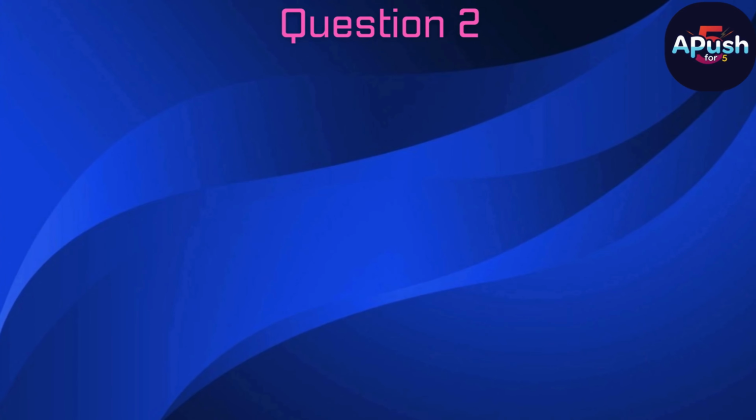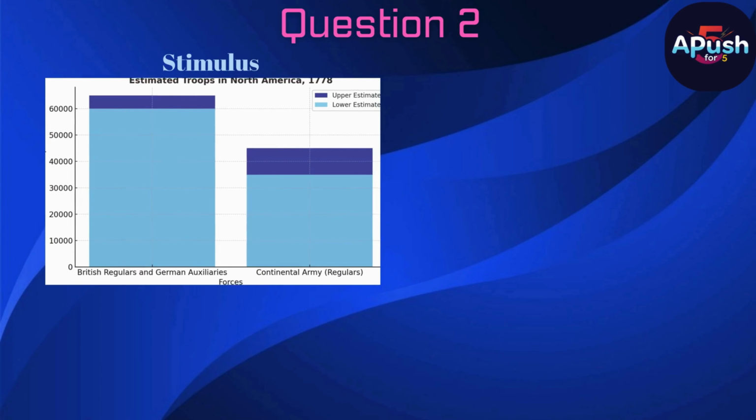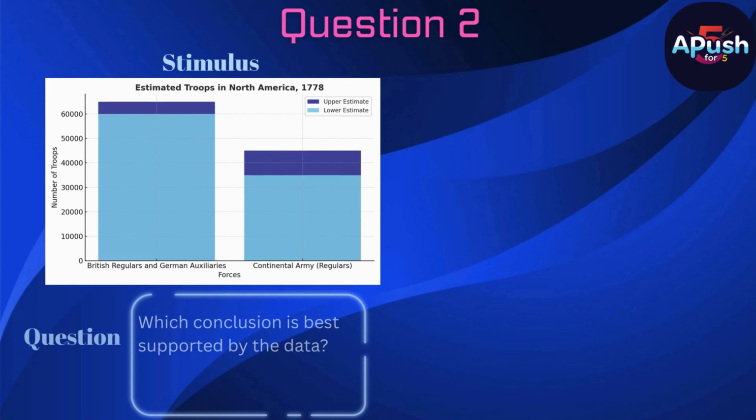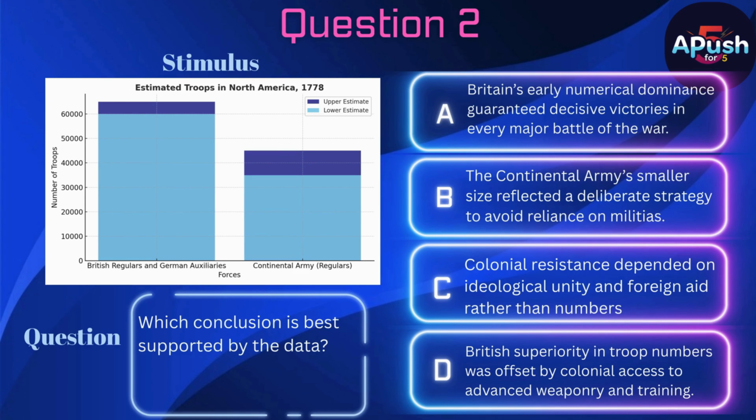Question 2. Stimulus. See graph. Which conclusion is best supported by the data? A. Britain's early numerical dominance guaranteed decisive victories in every major battle of the war. B. The Continental Army's smaller size reflected a deliberate strategy to avoid reliance on militias. C. Colonial resistance depended on ideological unity and foreign aid rather than numbers. D. British superiority in troop numbers was offset by colonial access to advanced weaponry and training.